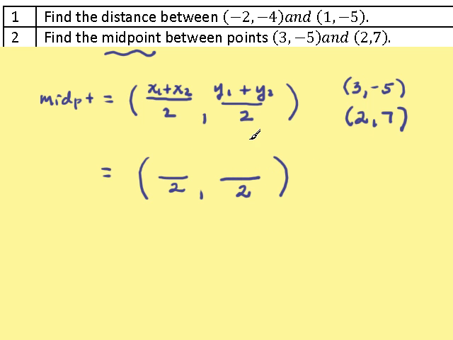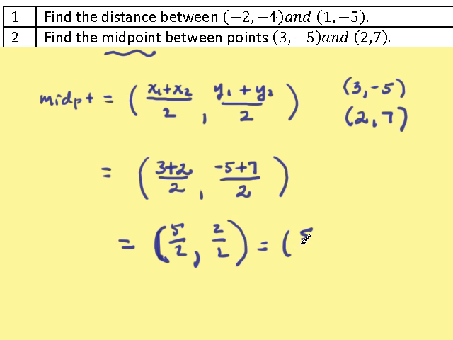All right, we're going to add the x's and add the y's. So we have 5 over 2. And here we have 2 over 2. So we have as our midpoint, 5 over 2, comma 1.